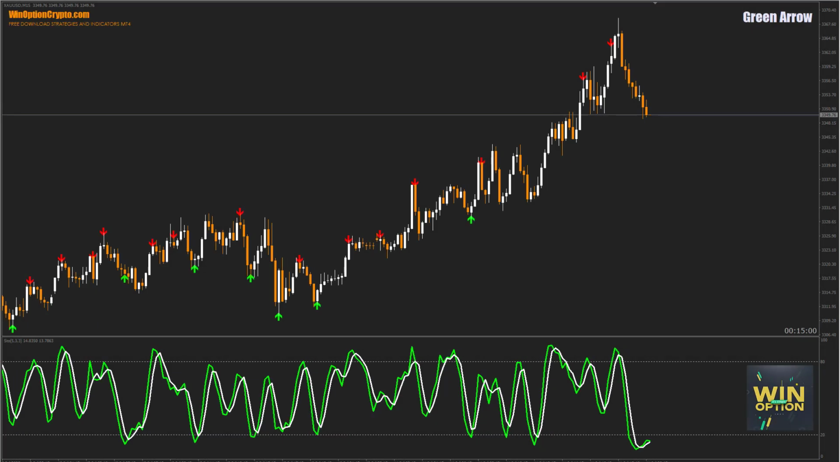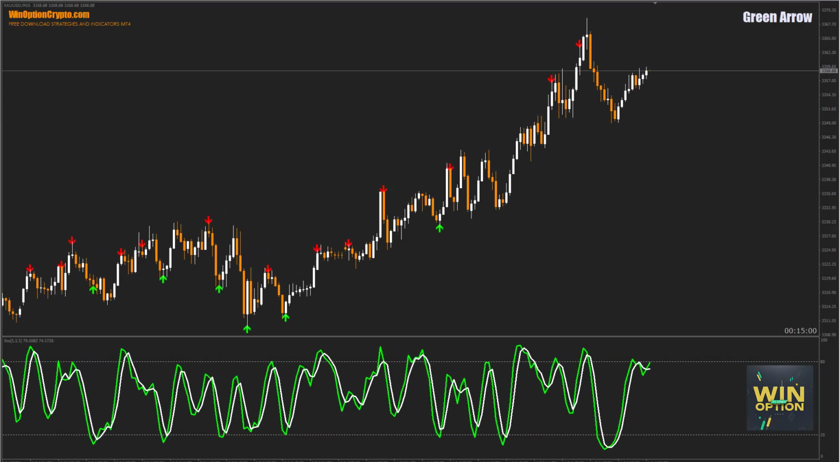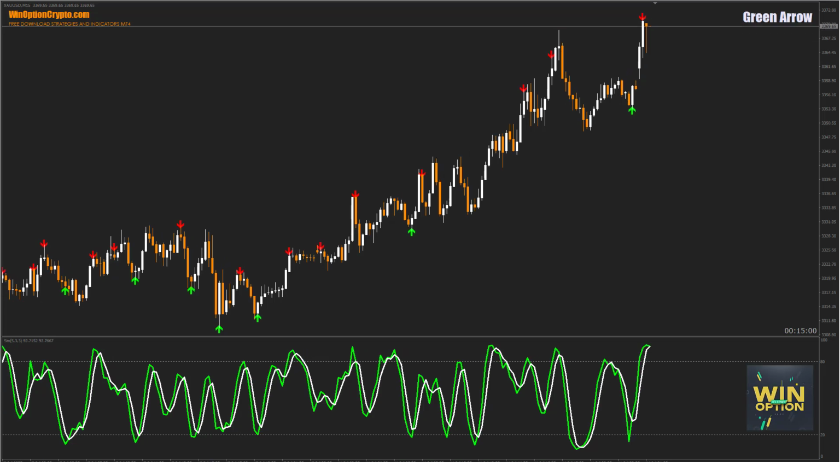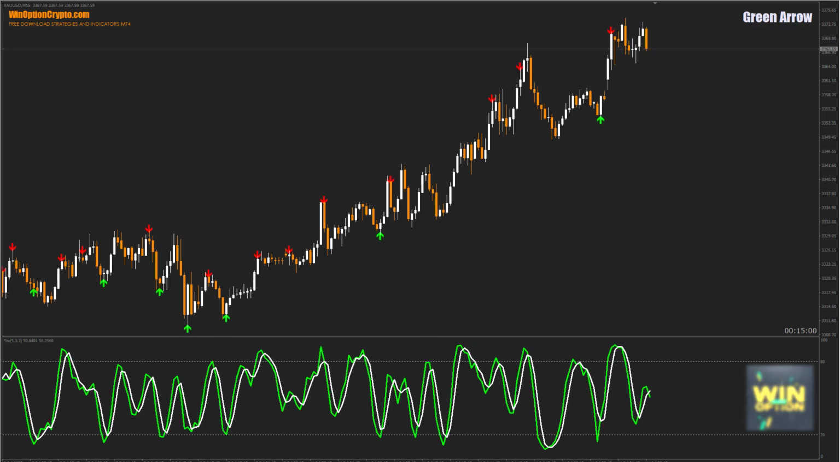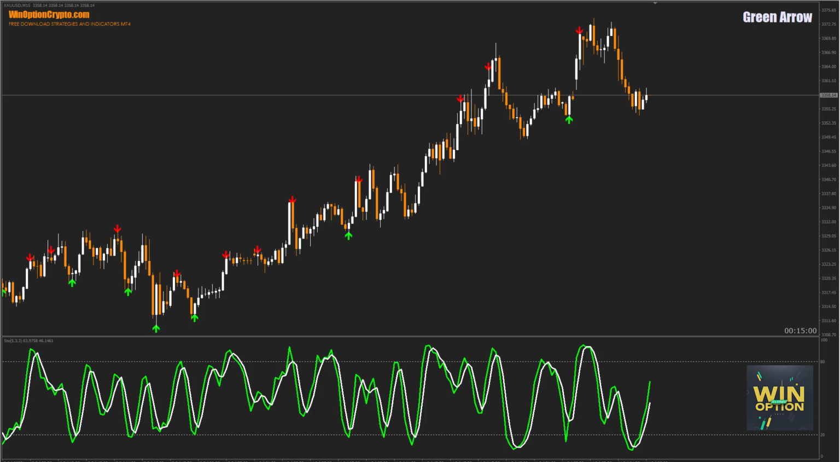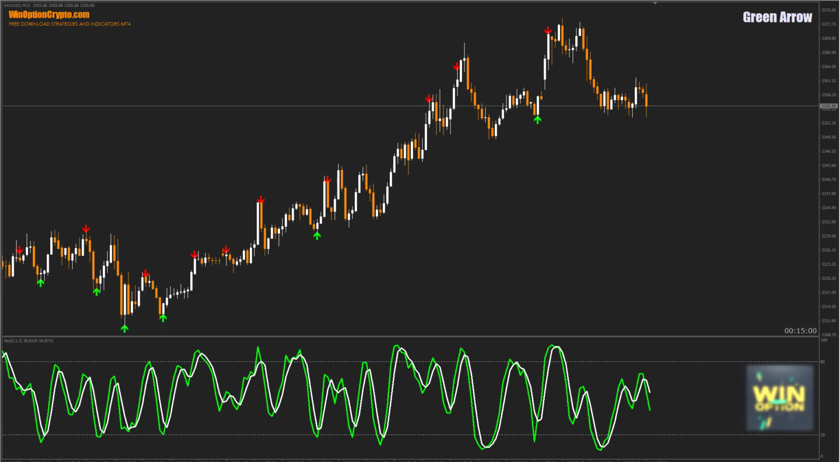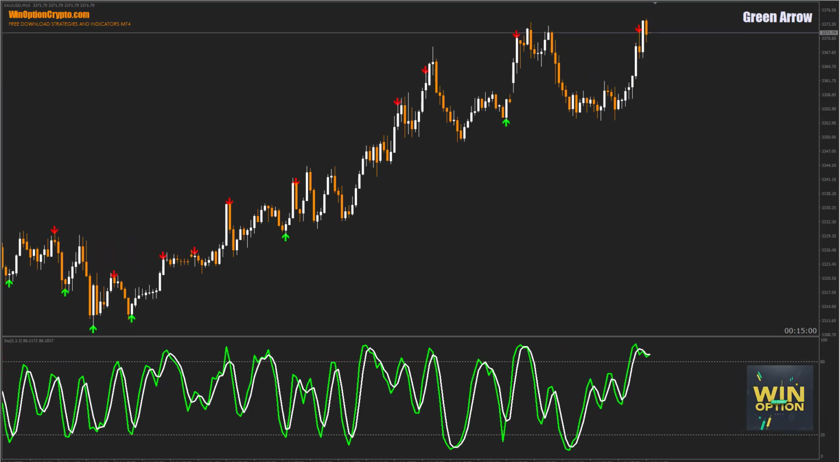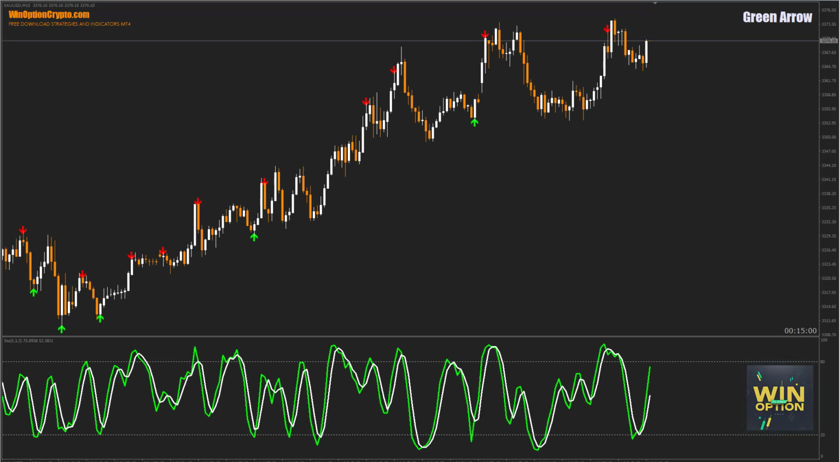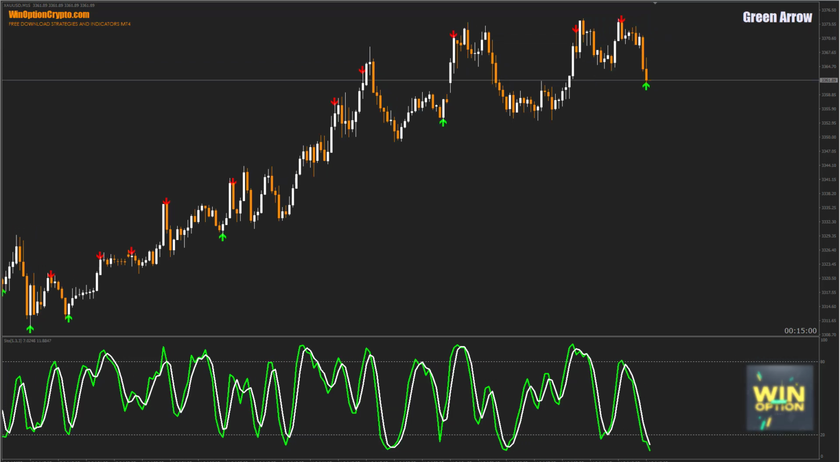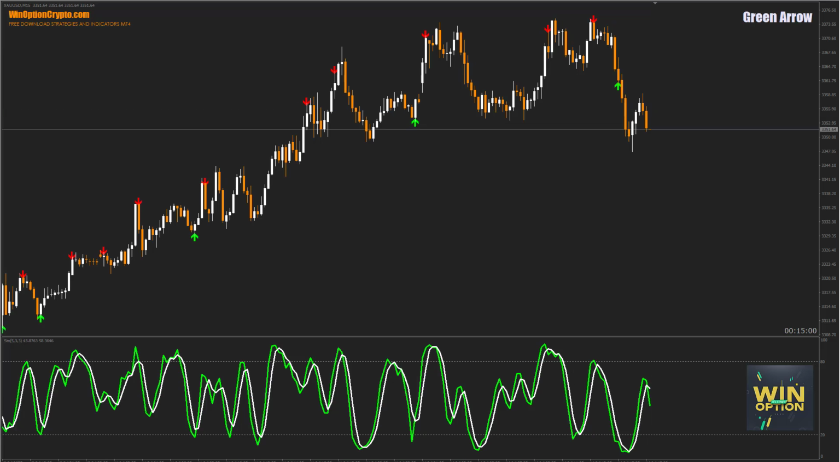Now, a few words about the advantages and disadvantages of this strategy. Overall, green arrow does not differ much from other arrow indicators. However, this system has its own feature: a signal filter. A simple oscillator in the lower part of the screen helps traders avoid some losing trades and enter the market at the beginning of a new price impulse.